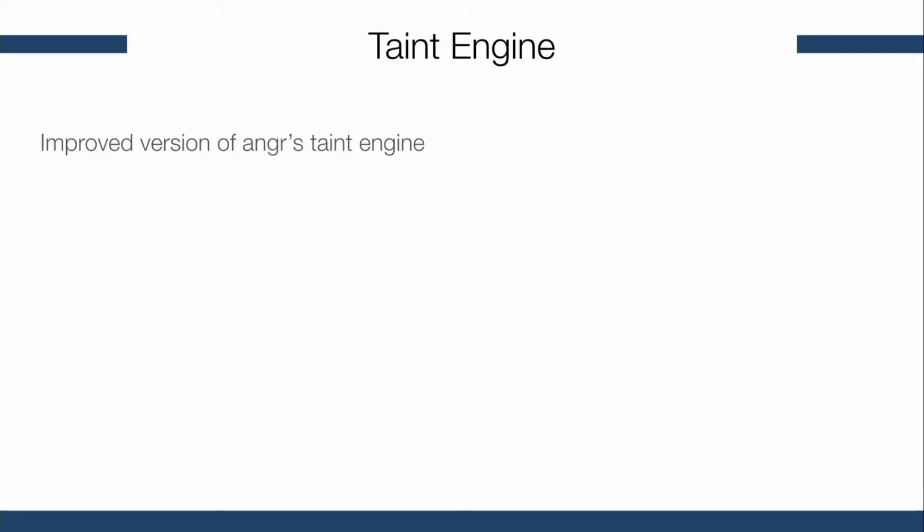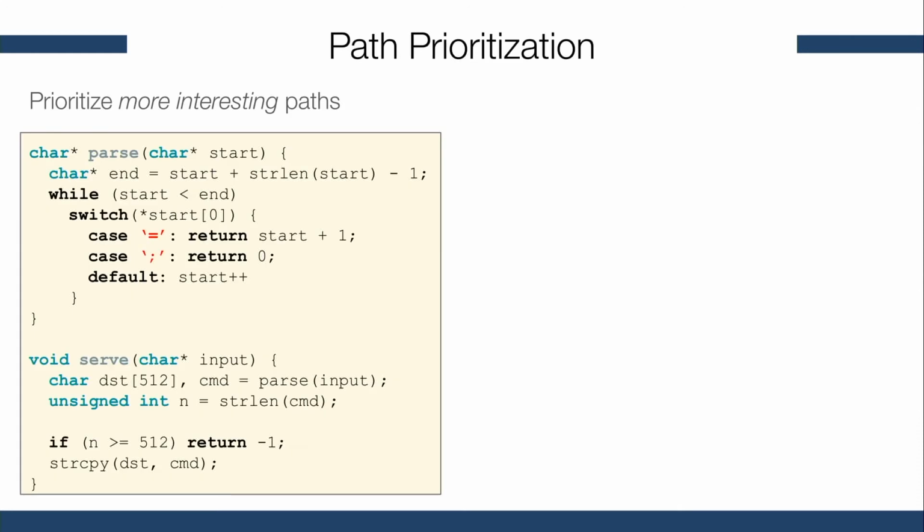Okay, let's talk about our taint engine. Our taint engine is an improved version of Angr's taint engine. Angr is our binary analysis framework. And we added two features. First, we prioritize paths that we find more interesting. And second, we added what we called taint dependencies. Let's see these two features.